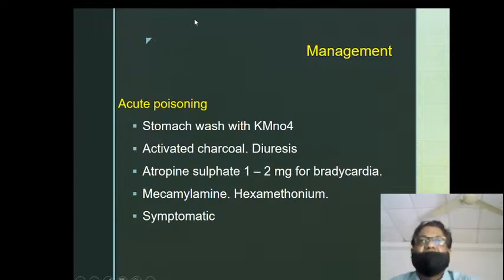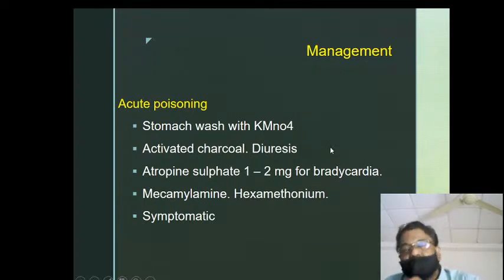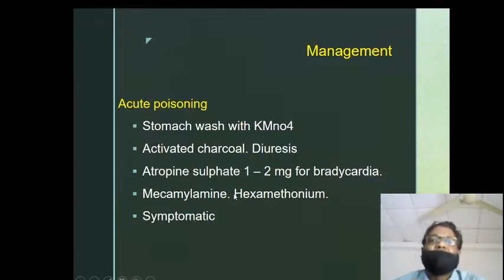And management, especially of acute poisoning. We can do gastric lavage, a stomach wash with potassium permanganate. We can also give activated charcoal and force diuresis, because it is usually excreted through the kidney. If the individual develops bradycardia, we can give atropine. And please remember, mecamylamine can be given. Mecamylamine acts as an antidote to nicotine poisoning. So students, please remember, mecamylamine is the antidote to nicotine poisoning. We can also give hexamethonium and other symptomatic treatment.